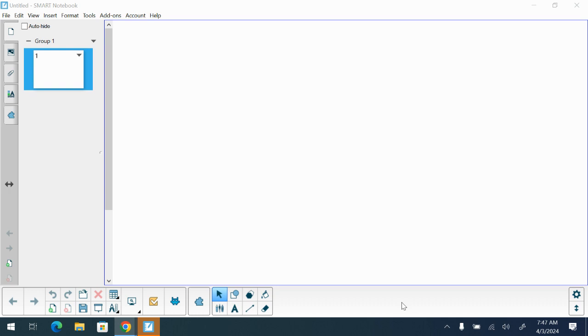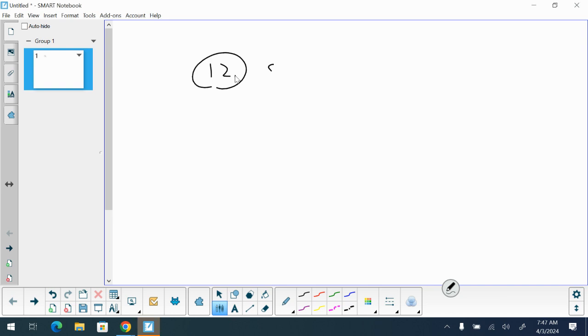If we take a look at number 12. We have secant to the fourth of t minus tangent to the fourth of t, and we want this to equal 1 plus 2 tangent squared t.